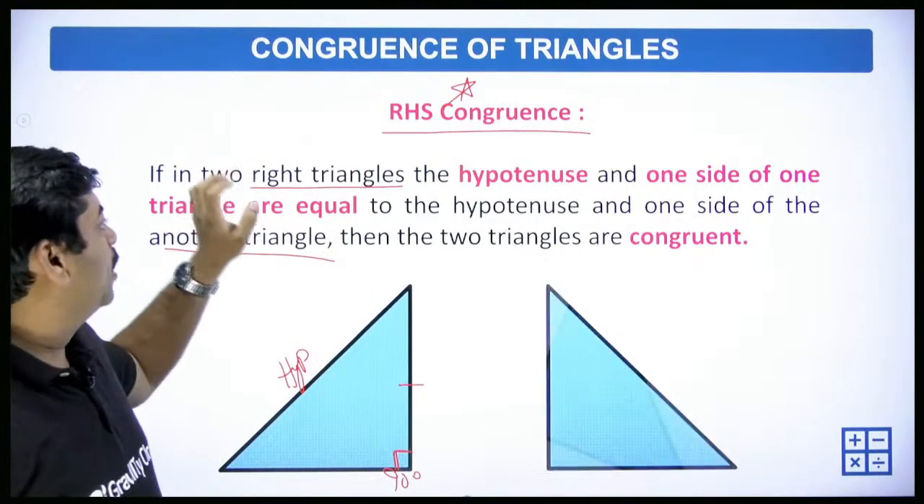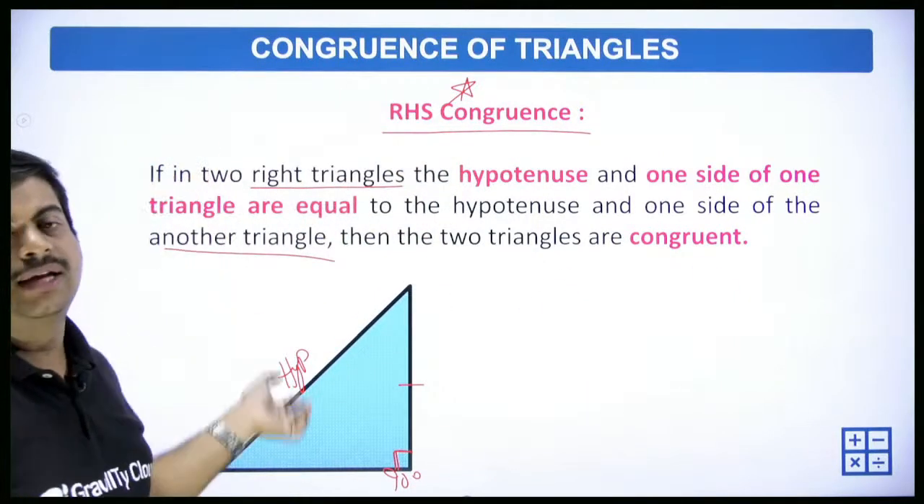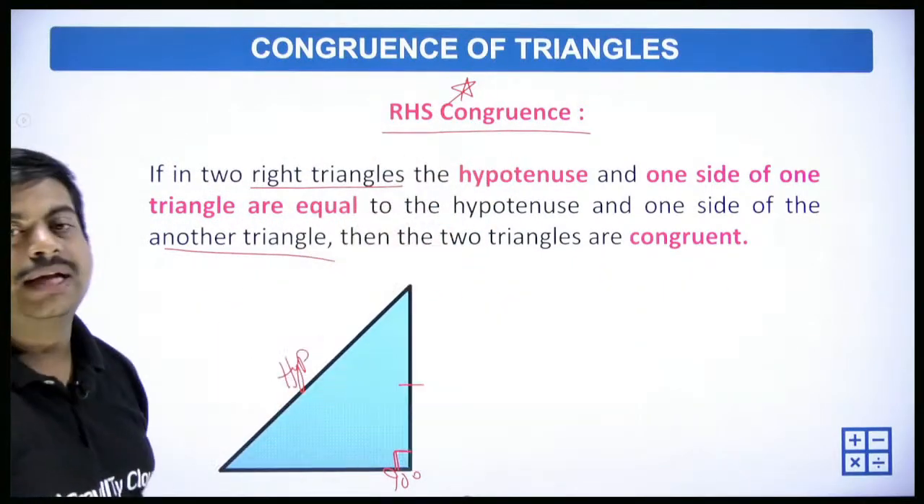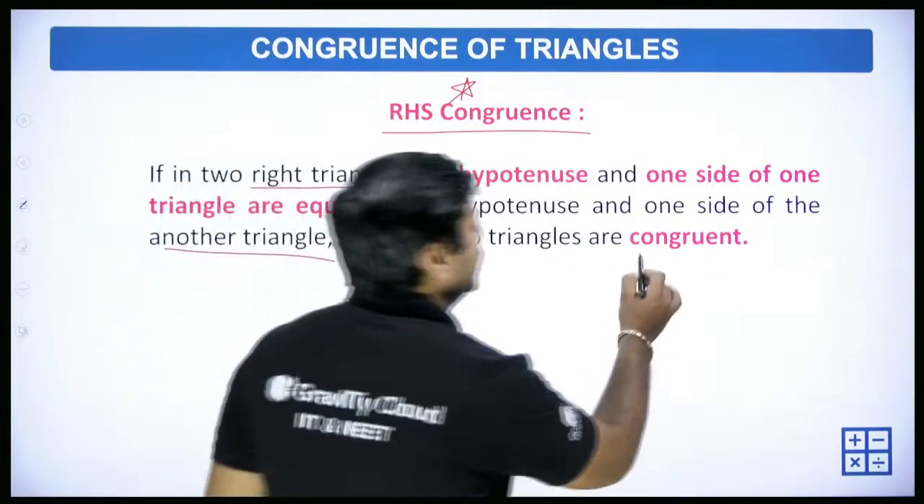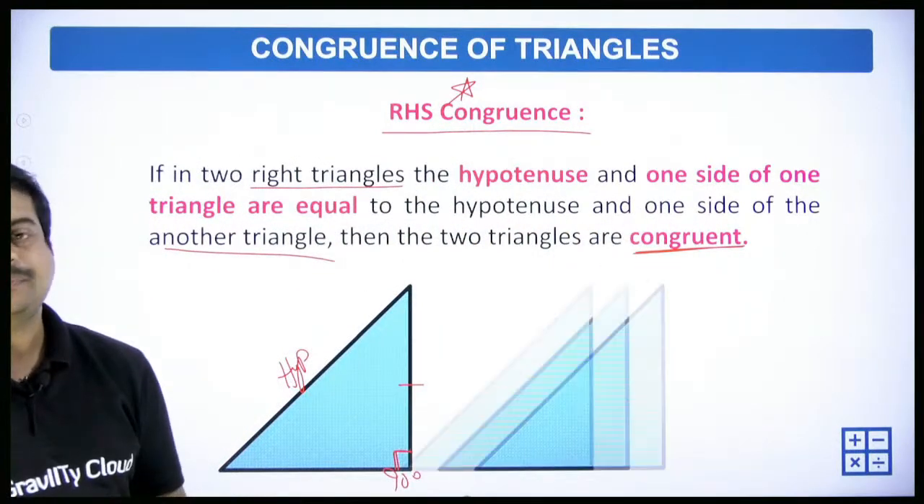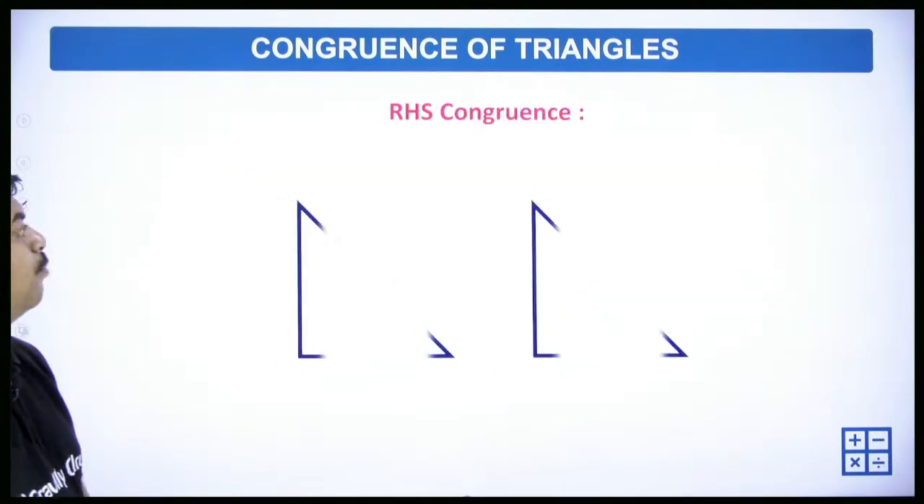So in two right angle triangles, the hypotenuse and one side of one triangle, hypotenuse and one side of another triangle, if these two are equal, we can say that the triangles are congruent. That means all the angles and all the sides will be same. Okay. Moving ahead about this RHS congruence, let's try to apply more about this one.